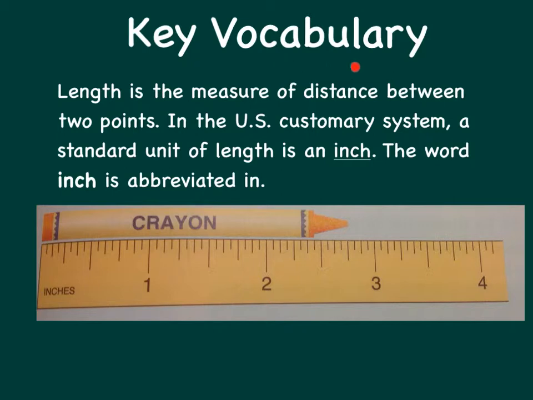The key vocabulary for this lesson includes: length is a measure of distance between 2 points. In the U.S. customary system, a standard unit of length is an inch. The word inch is abbreviated IN. And you can see here on this ruler, an inch is right here. So a crayon is about 2.5 inches.